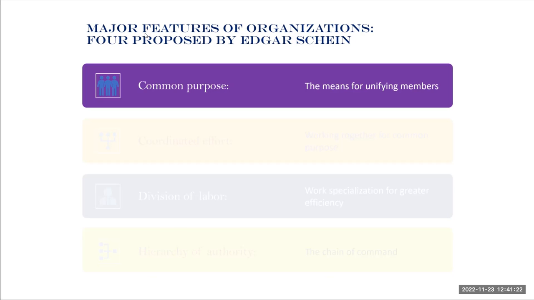So the first feature we'll go over is common purpose, right? Which is a means for unifying members. If you have a common purpose, you rally together and try to advance that common purpose, right? An organization without a purpose begins to drift and becomes disorganized, right? And in order to remain organized, there needs to be a reason for existing that all of the organization members agree upon, right? Basically, it unifies members, right?